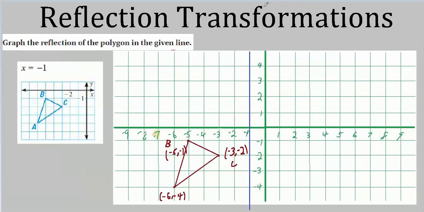Yeah, now we can work a few problems. Reflection transformations are actually fairly easy, unless you try to reflect across a curve or something weird, but we're not going to do that. In this one, they ask us to reflect across the line x equals minus 1. That's this line right here.